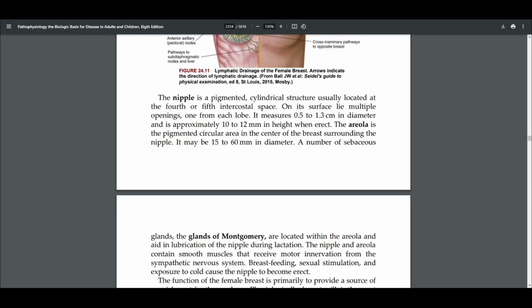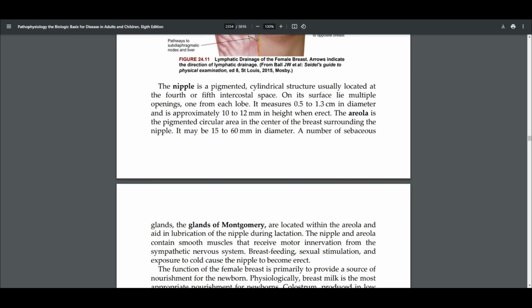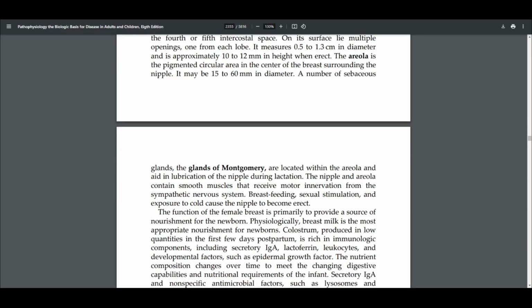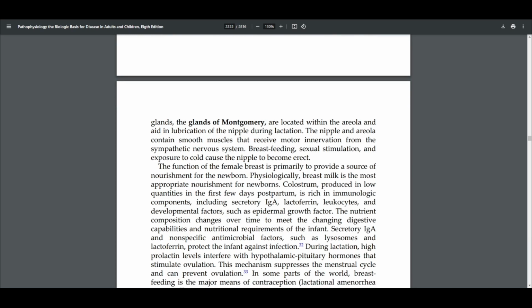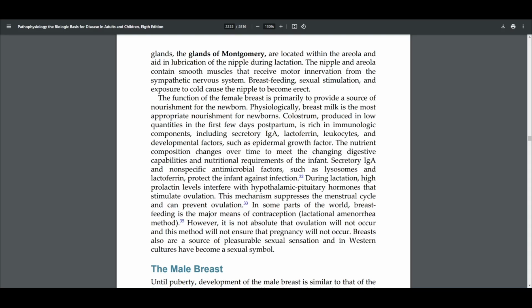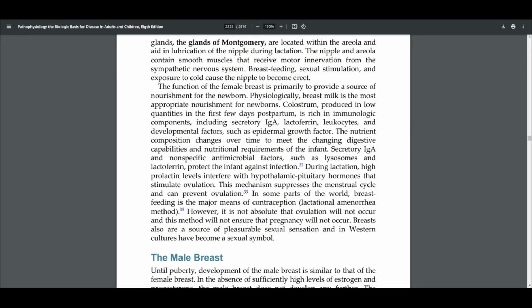The areola is the pigmented circular area in the center of the breast, surrounding the nipple. It may be 15 to 60 millimeters in diameter. A number of sebaceous glands, the glands of Montgomery, are located within the areola and aid in lubrication of the nipple during lactation. The nipple and the areola contain smooth muscle that receive motor innervation from the sympathetic nervous system. Breastfeeding, sexual stimulation, and exposure to cold cause the nipple to become erect.